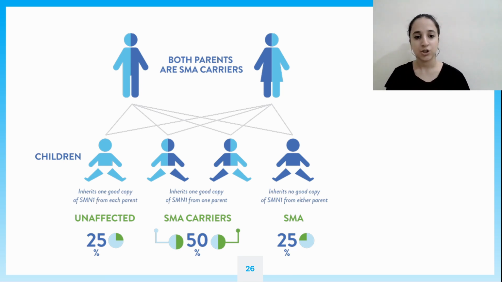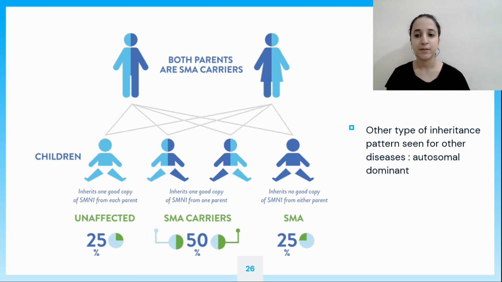In the second and third child, they inherit one good copy from one parent and the other copy is therefore faulty, and thus they would be carriers of the disease. They would likely pass it on to their children, but they would not develop it. And in the fourth child, you can see that both alleles of the gene inherited from both of his parents are the faulty ones, and thereby he would develop SMA.